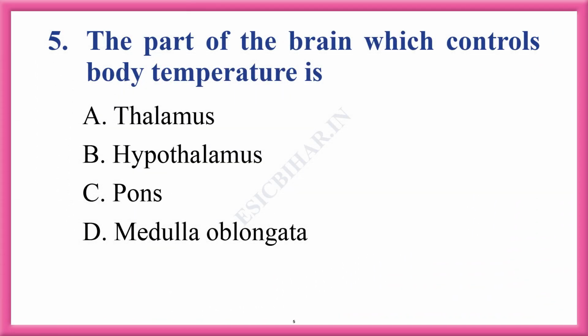Question 5. The part of the brain which controls body temperature is A. Thalamus, B. Hypothalamus, C. Pons, D. Medulla oblongata. And answer is A. Thalamus.